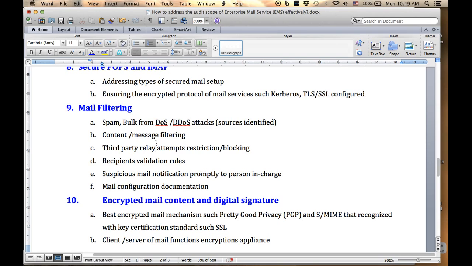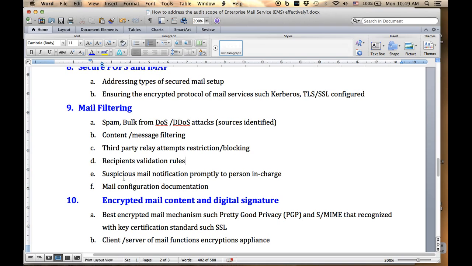We need to protect the confidentiality and integrity of data so that a third party cannot relay the message to an unauthorized recipient, an unauthorized person. The next is the recipient validation rule. We need to understand what a proper validation is, that the recipient is listed in the contact list on the mail service or mail server.